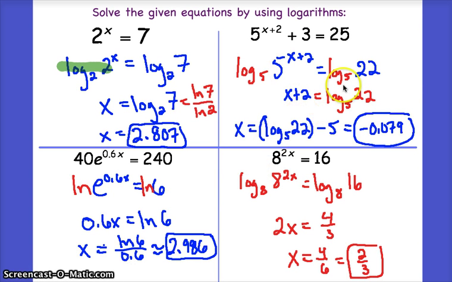Okay, over here on the right, you'll notice that the first thing I did was subtracted 3. Again, do the easy steps first. Easiest thing to get rid of on that side with the x on it is that 3. Subtracting 3 gives you 22. Then I had a 5 as the base on my exponent, 5 to the x plus 2. So if you take a log base 5 of 5, on this side it's going to cancel, leaving you with just x plus 2. On the right side, log base 5 of 22 is a number that you can go find.